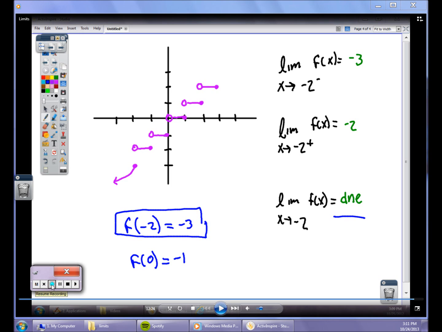That's pretty much it for evaluating limits graphically. We will continue to evaluate limits graphically, but we will also do this by hand and with a calculator. Thanks for watching.